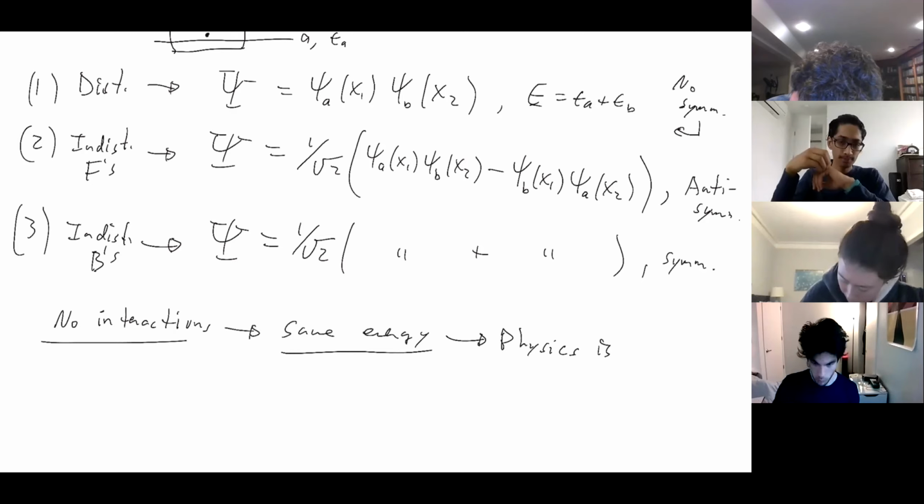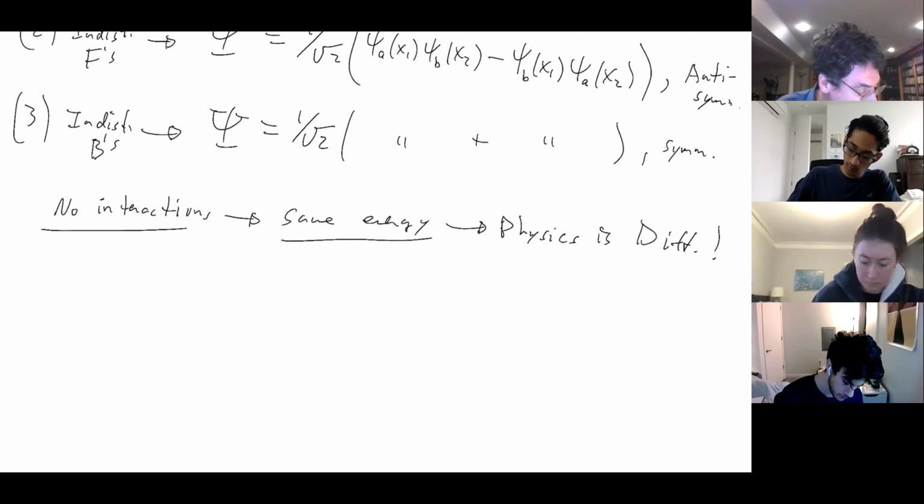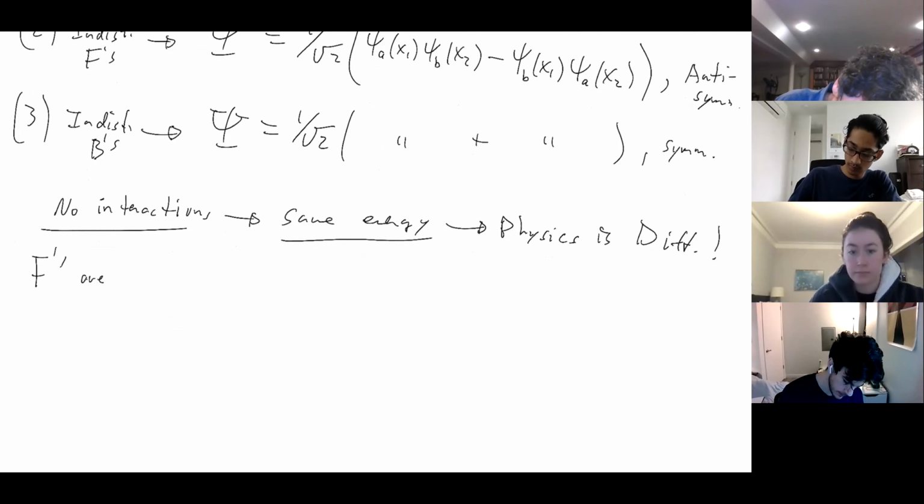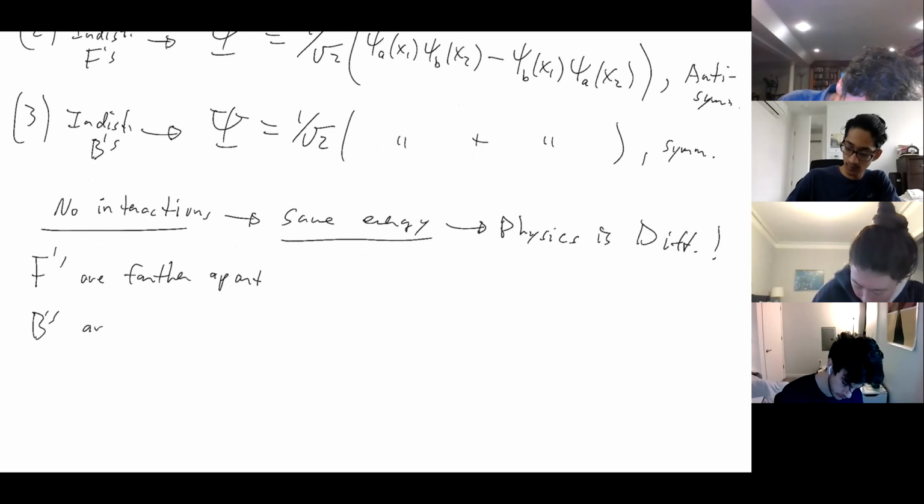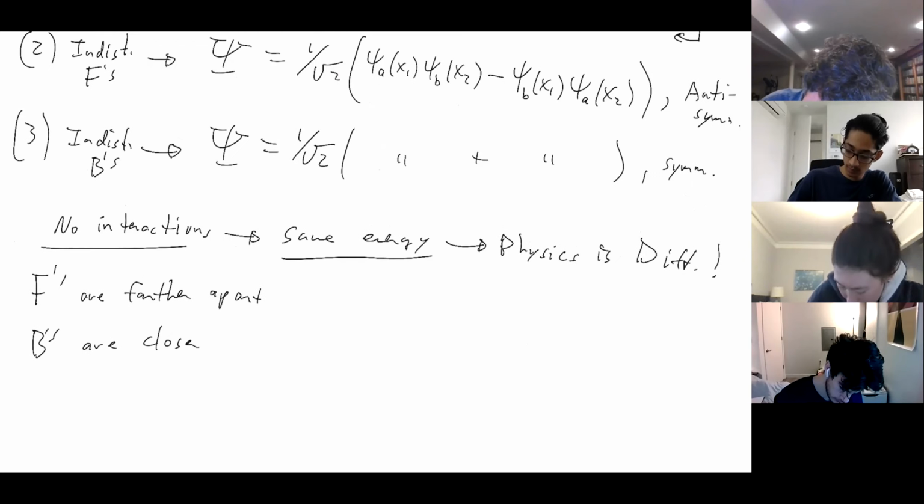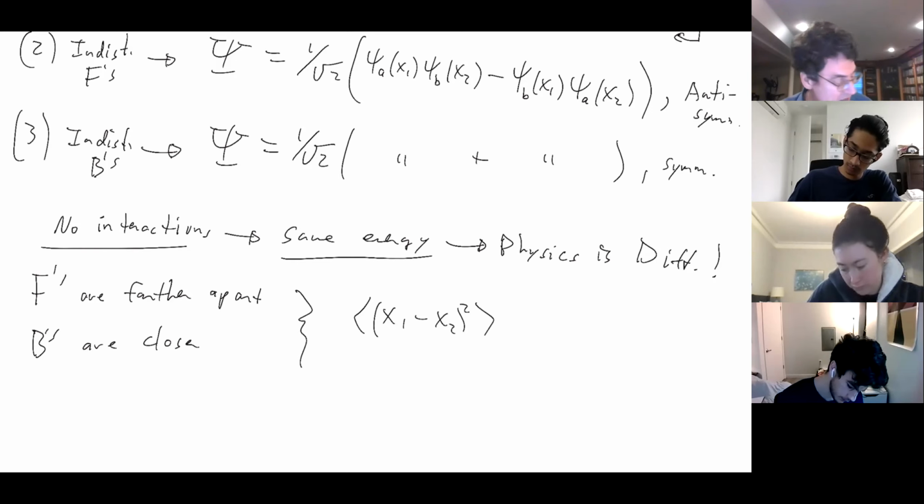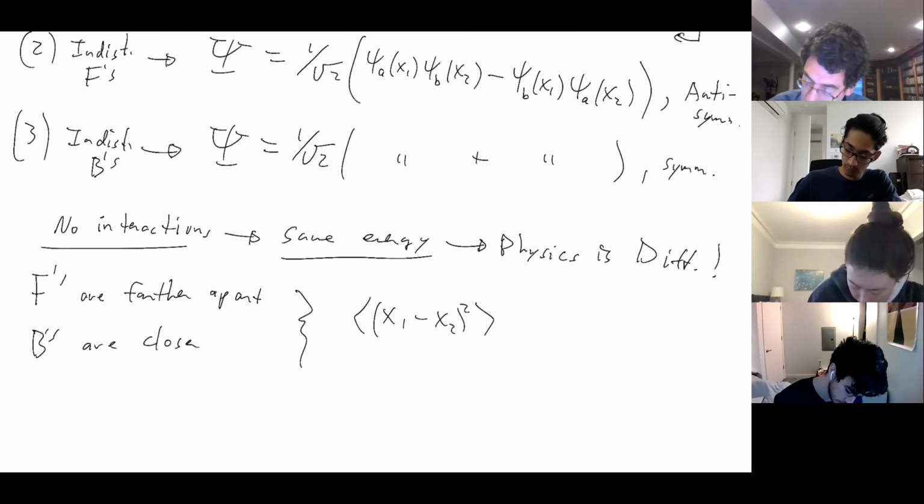Physics is different, and we talked about that last time. What makes the physics different is that the fermions are farther apart spatially. They're farther apart in space. We proved that. And the bosons are closer. They're literally closer to each other. And we figured that out by calculating this quantity, the distance between the two particles. The expectation value of this told us that. So that's pretty cool.